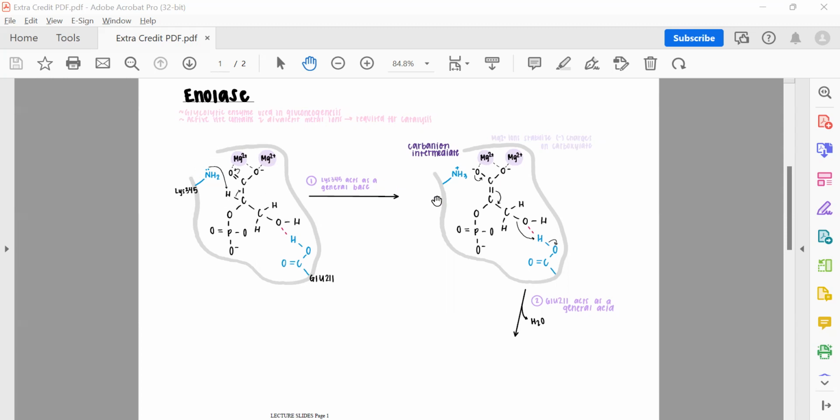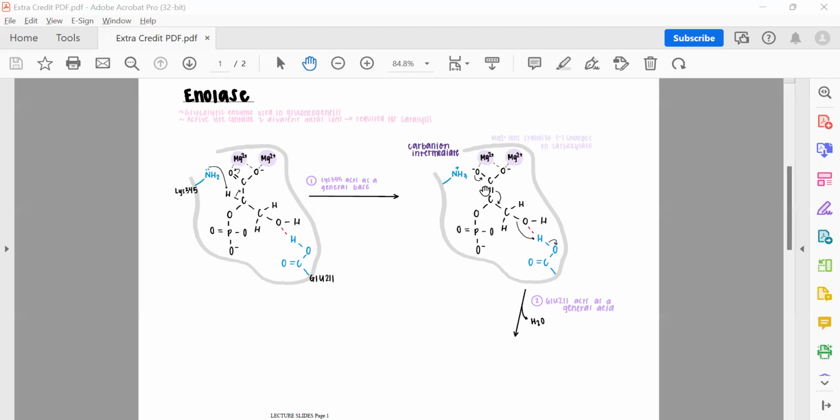This will then generate a carbanion intermediate that is stabilized by those 2 magnesium ions in order to stabilize the negative charges, as we now have 2 that are formed on these oxygens that are bound to this carbon. This is stabilized as a carboxylate and allows for the process of an acid catalyzed reaction from the glutamate 211.